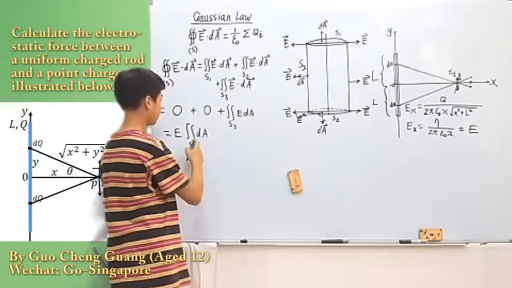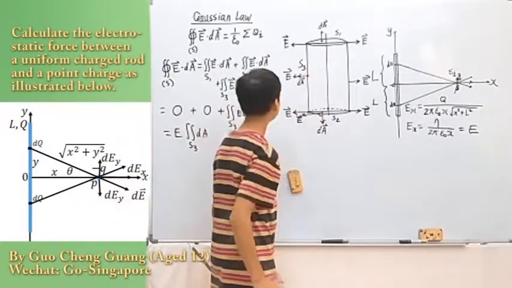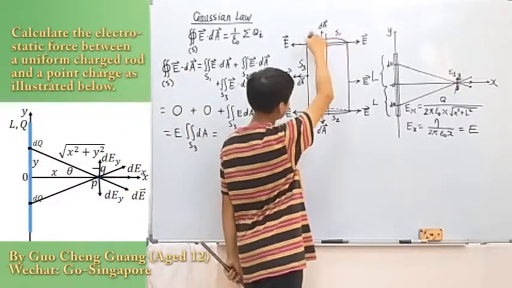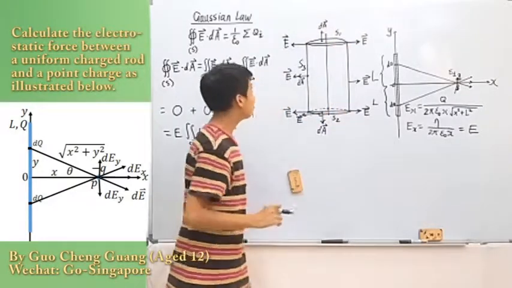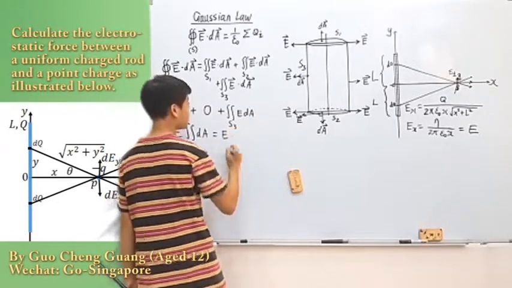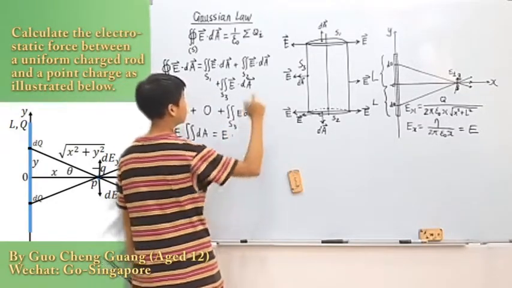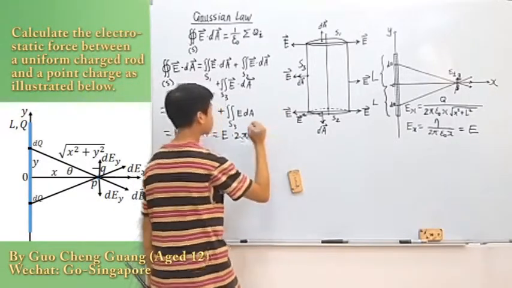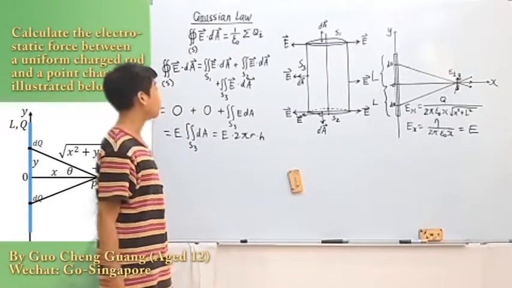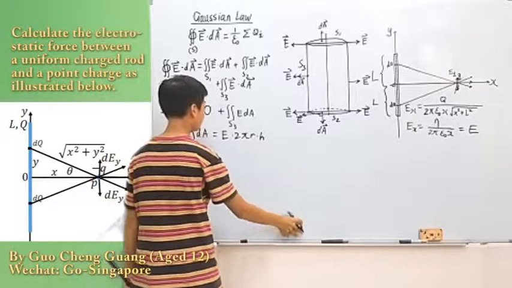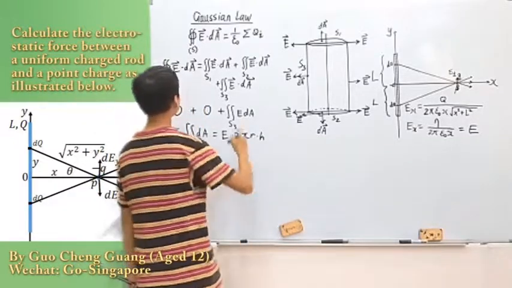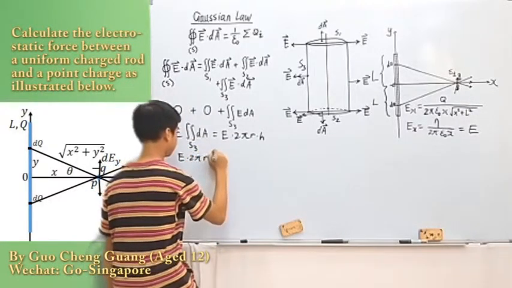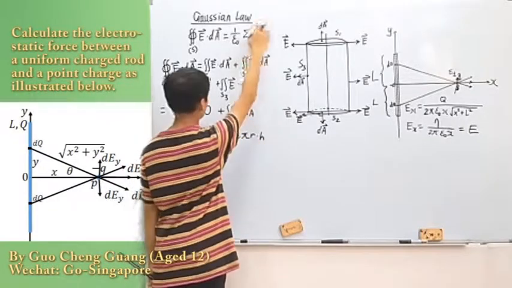Then you just have the double integral of dA for surface 3. That means it's just the circumference of the circle times the height. The height we take as h, and the circumference we take as 2 pi r. Alright, so this is what you get for this first part: E 2 pi r h. Then how about this part behind here?